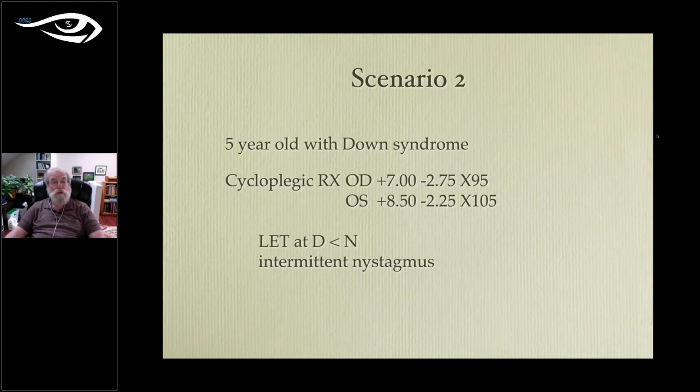All right, let's change things a little bit now. Let's make it a little bit more complicated. There's a 5-year-old child with Down syndrome. The child is experiencing some intermittent strabismus. Parents are noticing it. Child is perhaps rubbing eyes quite a bit.